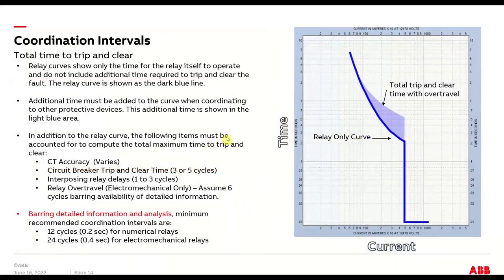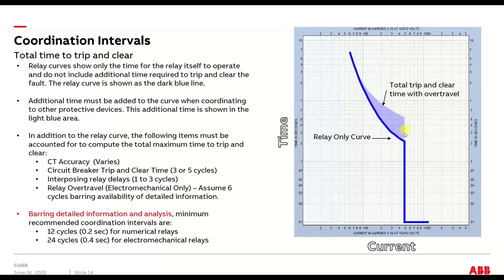Here's kind of an important concept. The curve for the relay only represents when the relay picks up. It doesn't represent anything about how fast the circuit breaker can operate. So every time you apply a relay, you need to add an additional piece of time to compensate for how long it takes the breaker to operate. The relay picks up, it tells the breaker to operate, and that breaker could be 3 cycles, it could be 5 cycles. Sometimes there's a delay in between from an interposing relay that takes additional time.